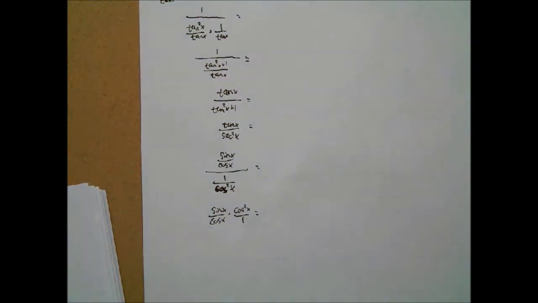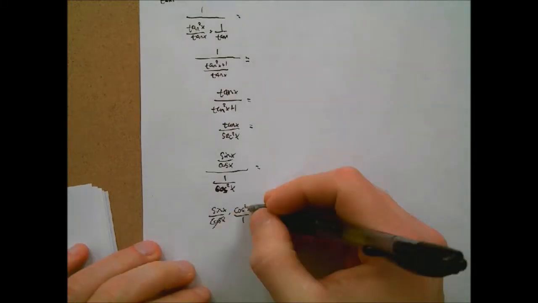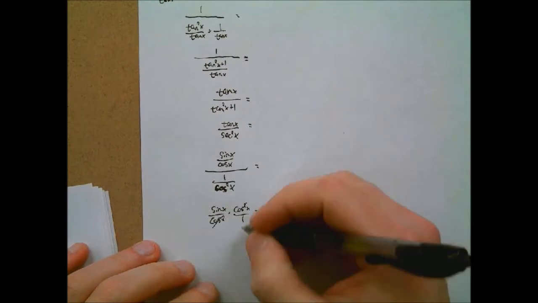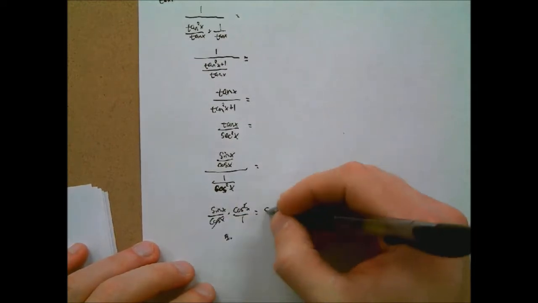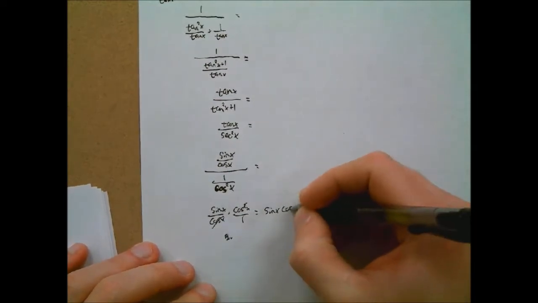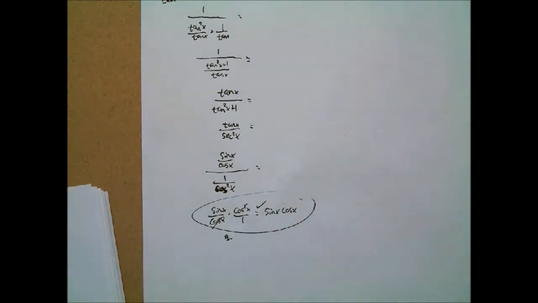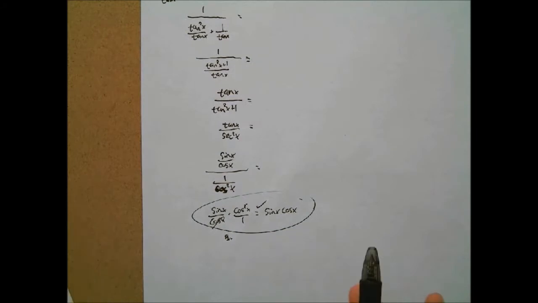Okay. And then at this point, what can we do? Eliminate one of the cosines there, and so we have sine x cosine x, all over 1. And there it is. Okay, verified. Questions on any of that?